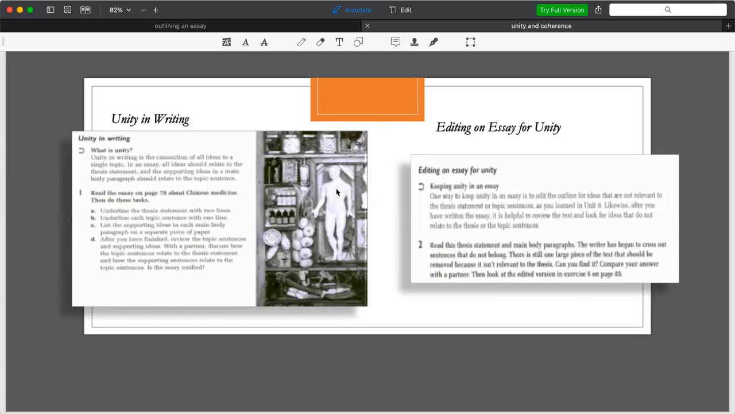In editing an essay for unity, one way to keep unity in an essay is to edit the outline of ideas for ideas that are not relevant to the thesis statement or topic sentence. Likewise, after we have written the essay, it is helpful to review the text and look for ideas that do not relate to the thesis or the topic sentences.